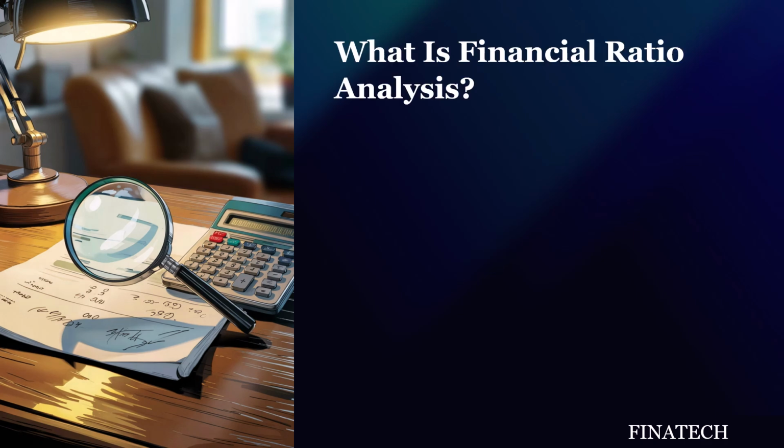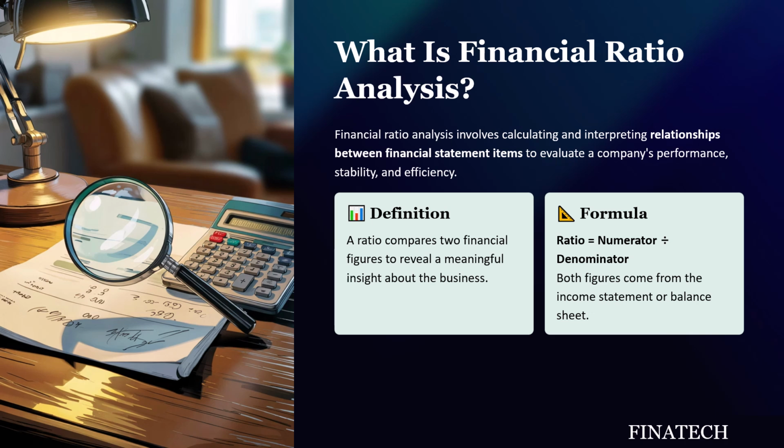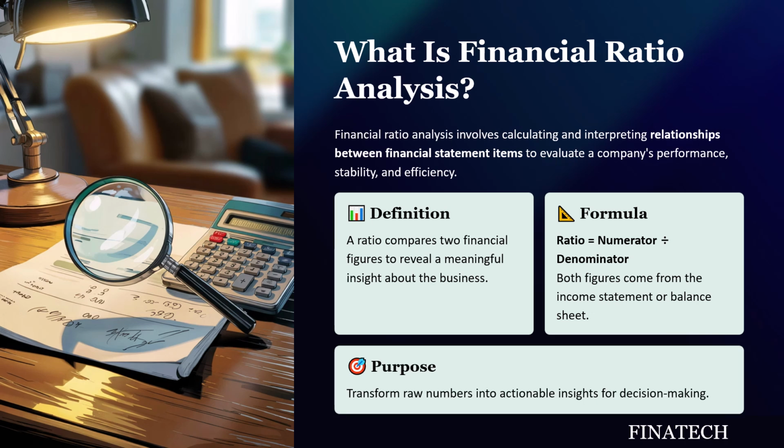What is financial ratios analysis? By definition, ratios compare two financial figures to reveal a meaningful insight about the business. What is the formula? Ratio equals numerator divided by denominator. Both figures come from the income statement or balance sheet. What is the purpose? Transform raw numbers into actionable insights for decision making.